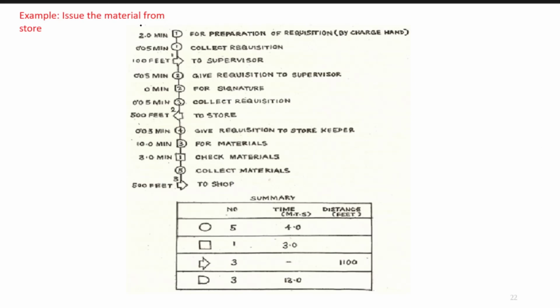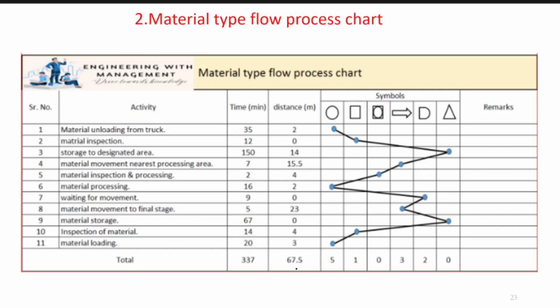Okay, so issue the material from the store. You can see here there are some activities given, and we can create a flow process chart for the man type using these activities. The summary is mentioned over here. You can try it at home. You can take a screenshot of all these activities, and then post the answer in the chat box. Let us see who gets the correct answer.